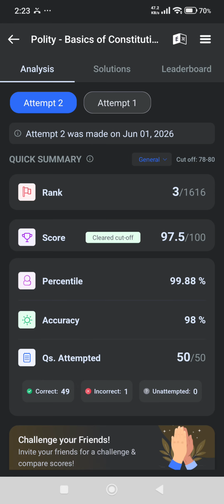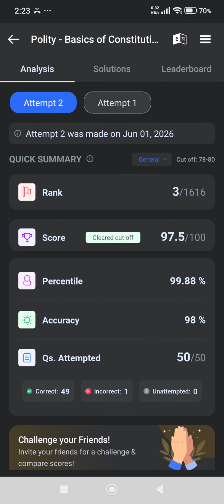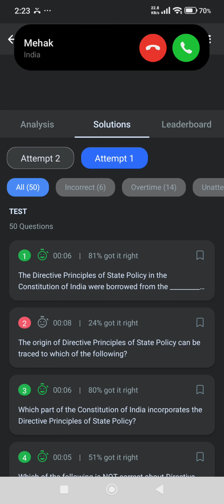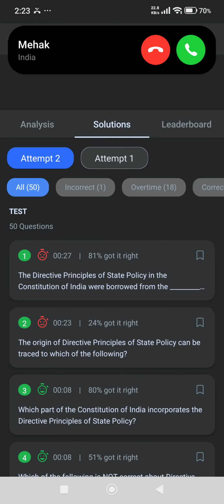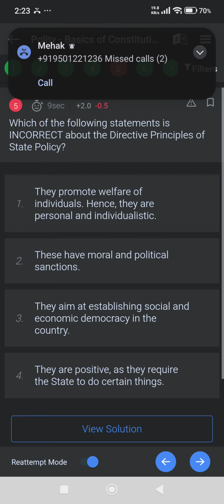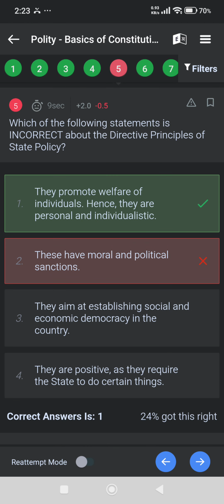Okay. One is incorrect. Okay. Incorrect about they promote welfare of individuals. They are not personal or individualistic based. Okay, this is wrong.